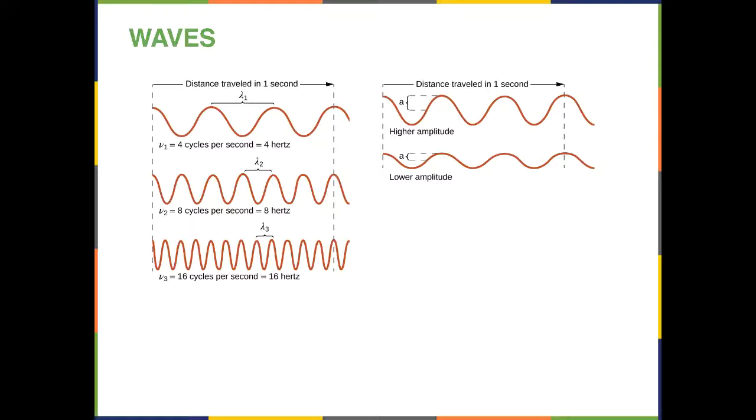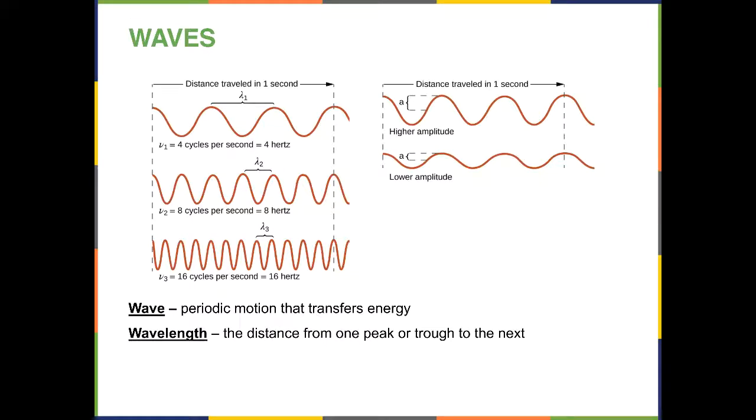First of all, you'll recall that a wave is a periodic motion that transfers energy. Periodic motion meaning that it fluctuates, it has peaks and troughs, and there are several waves shown here. The important part is that in the process of doing what it is doing, there is a transfer of energy through space.